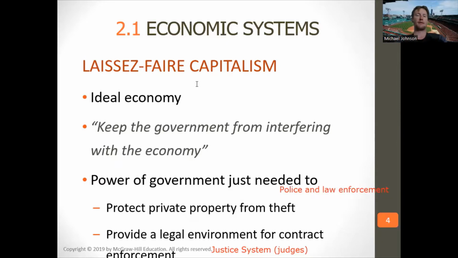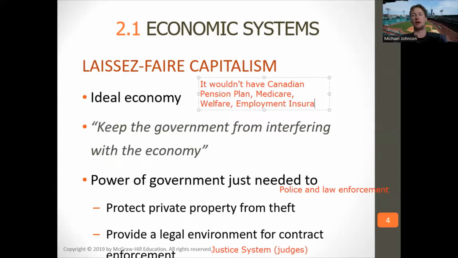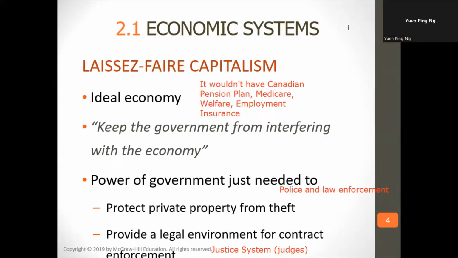It wouldn't have something like CPP, the Canada Pension Plan, Medicare, welfare, or employment insurance. It wouldn't have any of that. It would just have police, law enforcement, and the justice system.